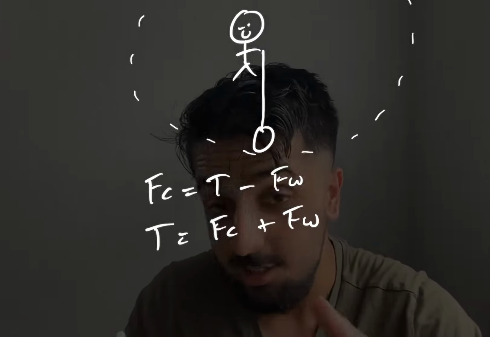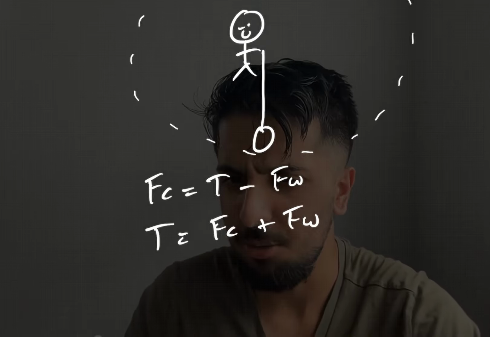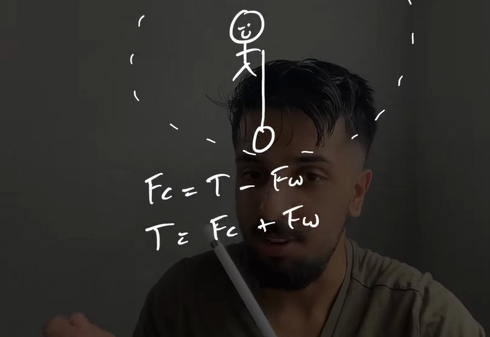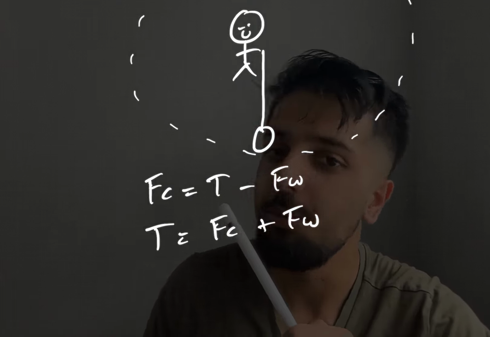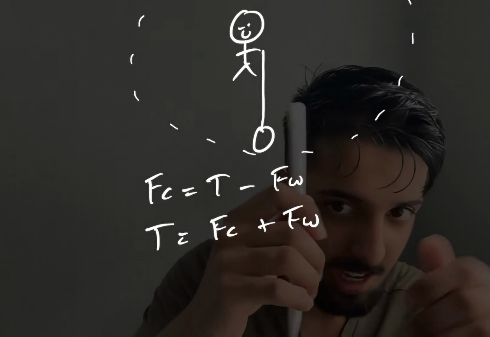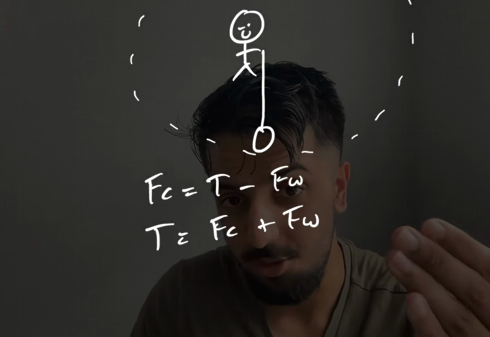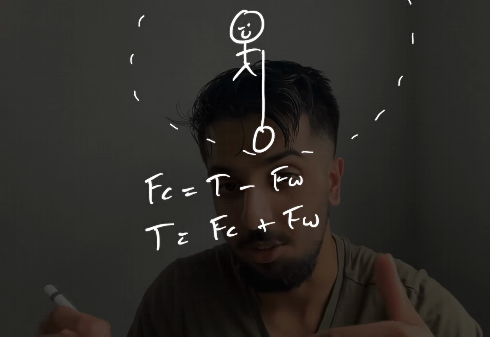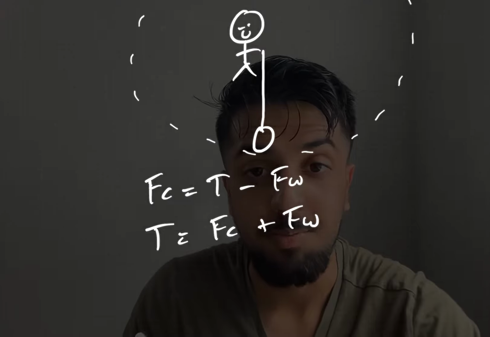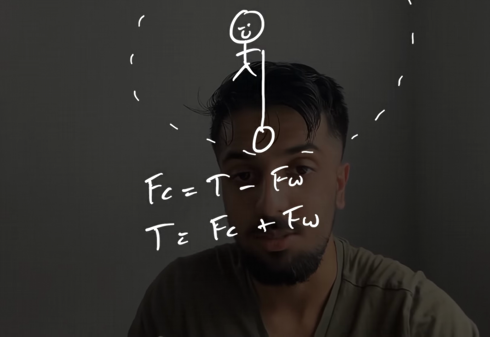Now, if you've ever played with these toys in real life, you would know that when you swing these around and you do break them, they never break on the way up. They only ever break on the way down because there's the most tension at the bottom. And so yeah, that's all you need to know for vertical circles. Sweet.